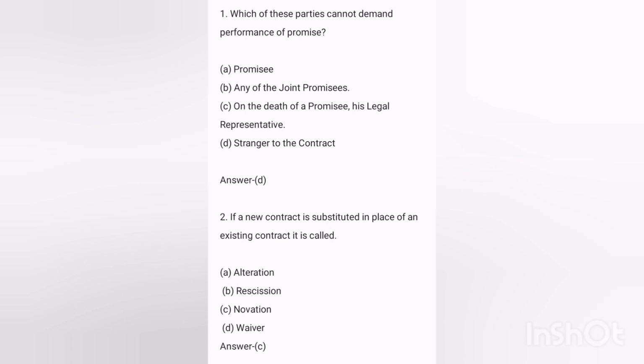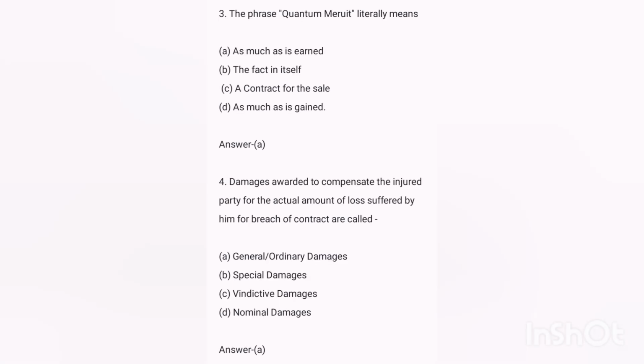Answer was C, novation. Next, the phrase quantum meruit literally means. Answer was A, as much as earned. Next: damages awarded to compensate the injured party for the actual amount of the loss suffered by him for breach of the contract are called. Answer was A, generally ordinary damages.